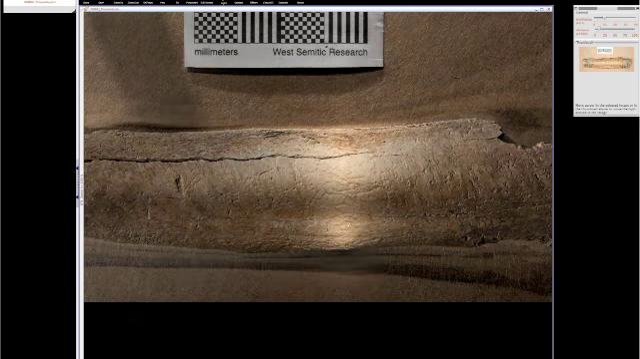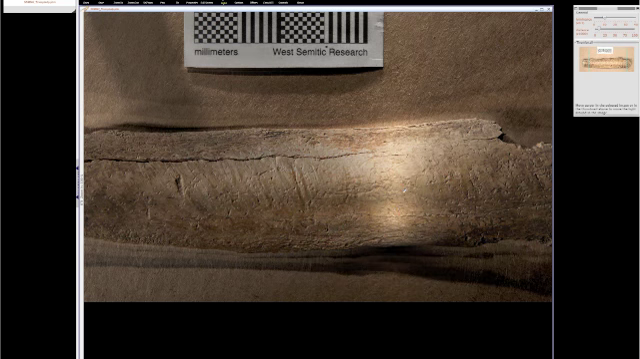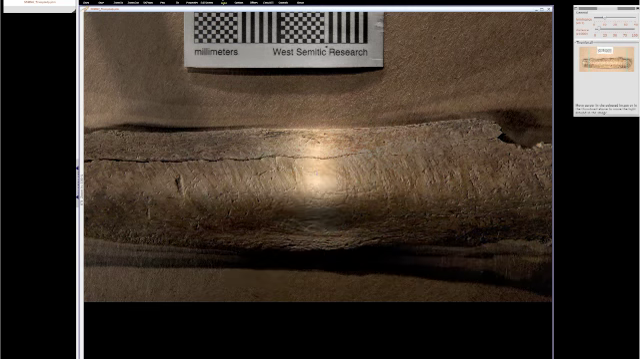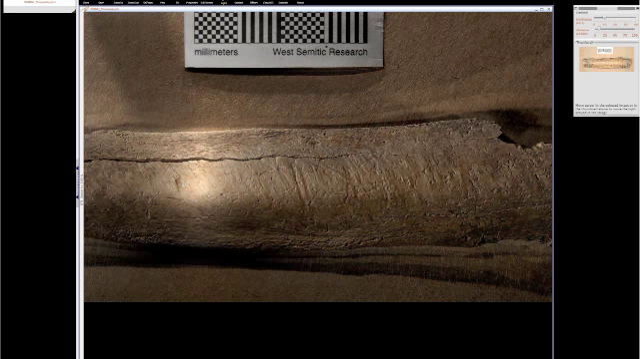We are hoping to do many more samples for the San Diego Natural History Museum that will show the utility of this particular technology for the study of bones and other natural history objects. Thank you.